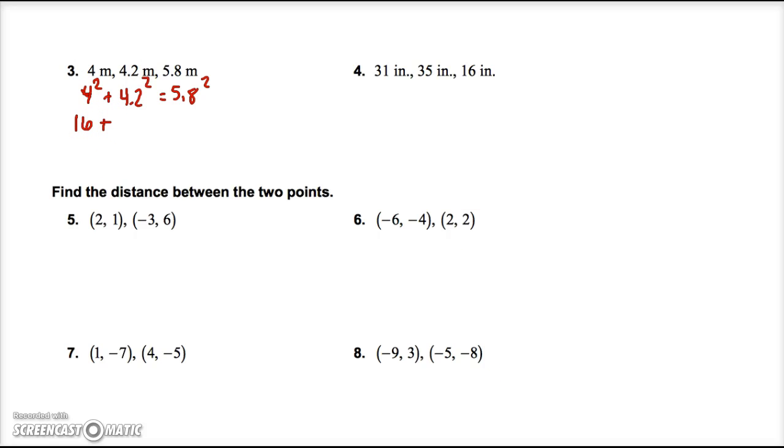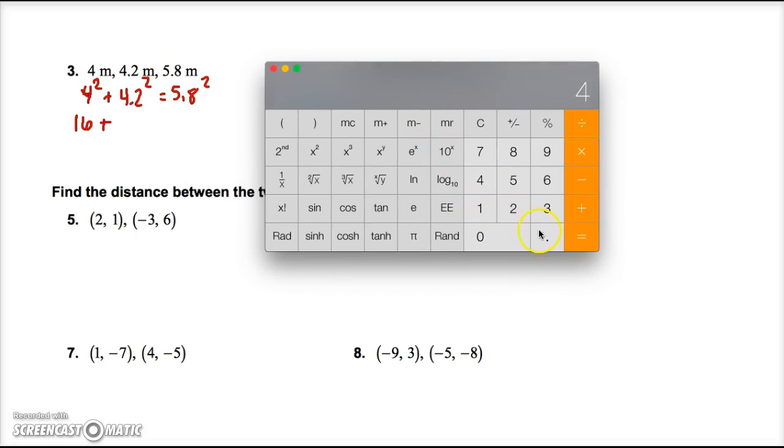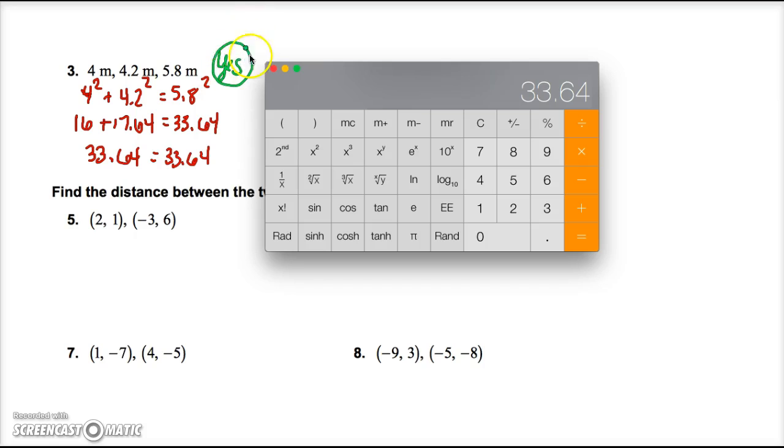Pull up my calculator for this one. 4.2 squared is 17.64. And 5.8 squared is 33.64. When I add these two together, you end up getting 33.64 equals 33.64, and that checks out. So yes, these three sides would make a right triangle.